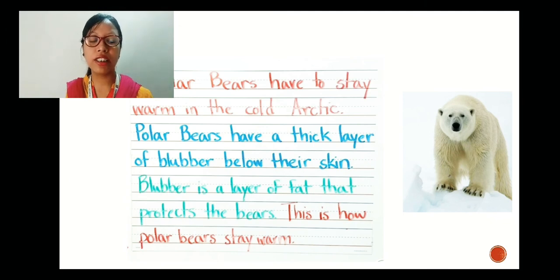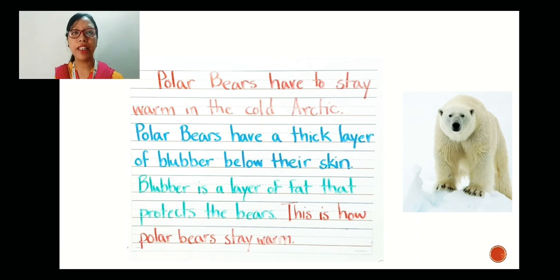Now here you can see a picture of a polar bear, right? Now this is a very short paragraph about polar bears. Let us read it out to see how paragraph writing is done. Polar bears have to stay warm in the cold Arctic. Polar bears have a thick layer of blubber below their skin. Blubber is a layer of fat that protects the bears. This is how polar bears stay warm.